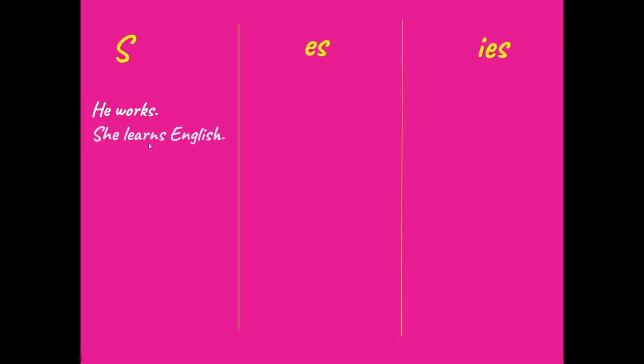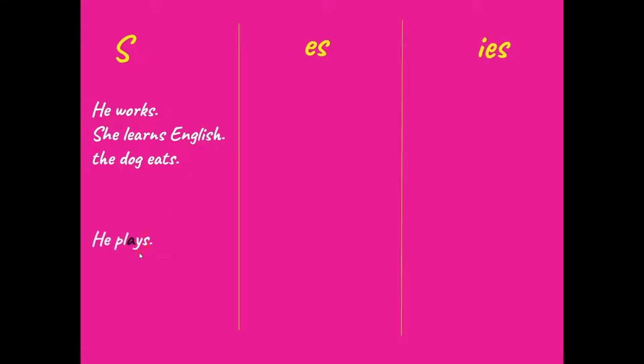We said we have S, we have ES, and we have IES. Let's revise together how we add them. When do we add S? The first case we add S is when we have a regular verb, a normal verb. He works. Any verb not ending in Y or any of the endings that need ES, it takes S. He works. She learns. The dog eats.